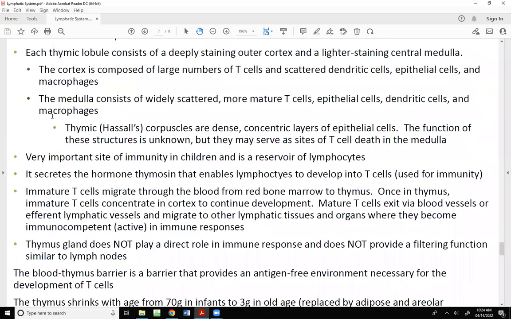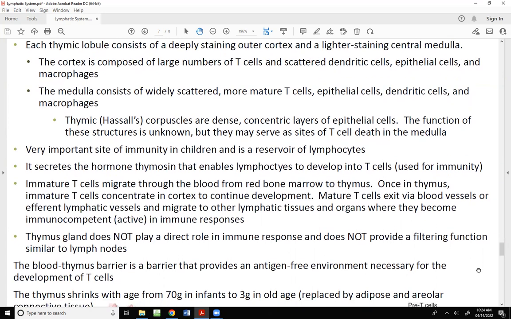Within the medulla are also thymic or Hassall's corpuscles, which are dense concentric layers of epithelial cells. We don't really know what they do, but they may serve as sites of T cell death in the medulla.